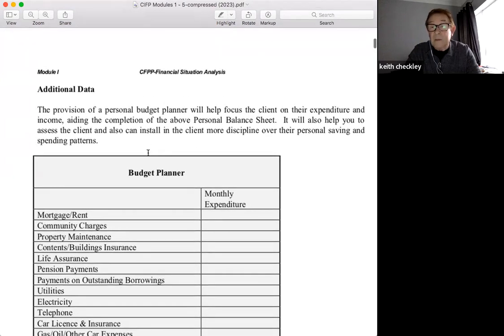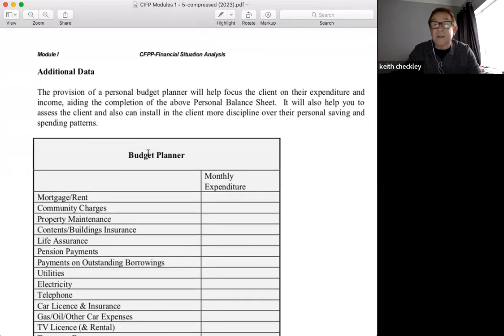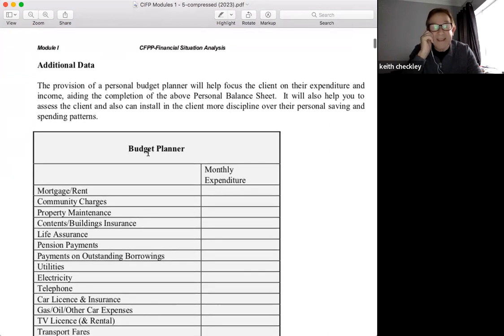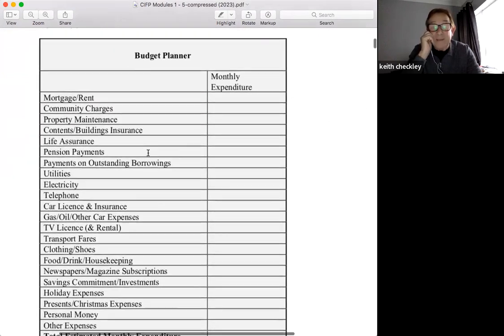Anyway, I hope you'll agree. Last week I was better organized than this week, so sorry about this. So there we are. There's the budget planner.